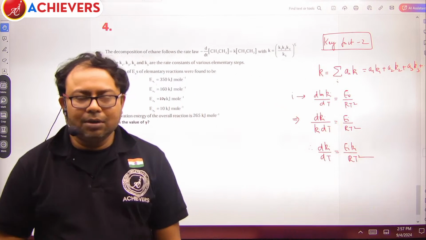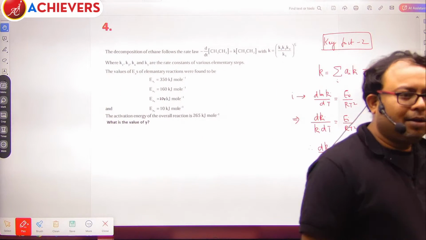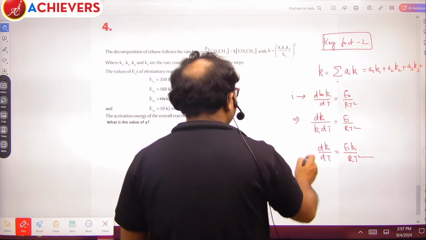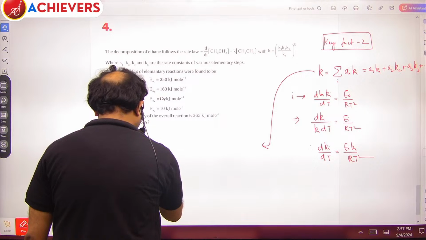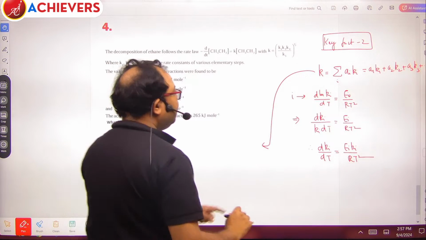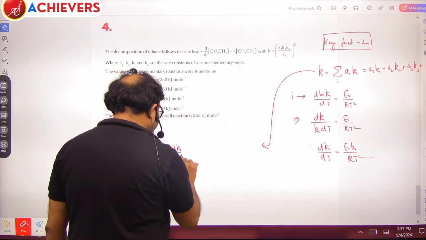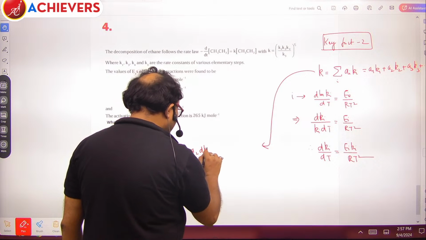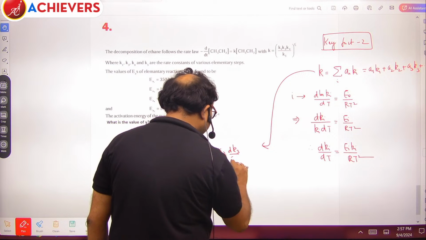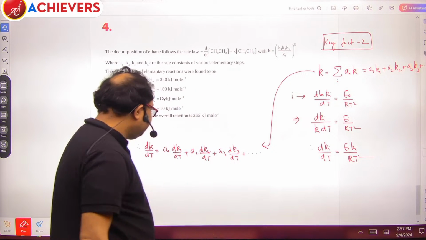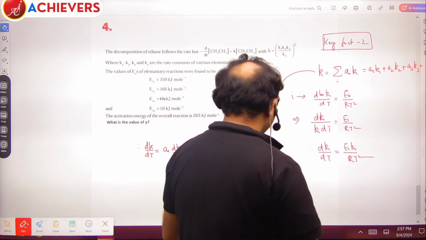Now you have cracked the problem. Now it's very easy. You just need to differentiate this equation. So dk by dt is, A1 is constant, it goes out of differentiation, dk1 by dt. A2 is constant, goes out of differentiation, dk2 by dt. A3 is constant, goes out of differentiation, dk3 by dt, and so on. Now what is dk by dt?